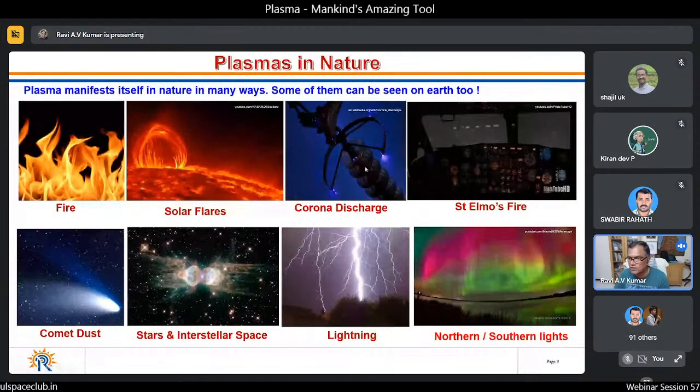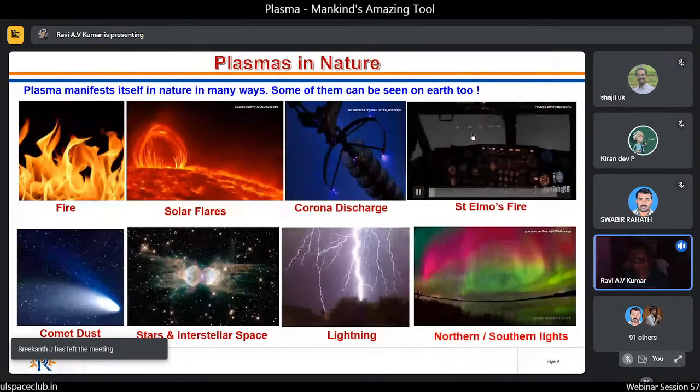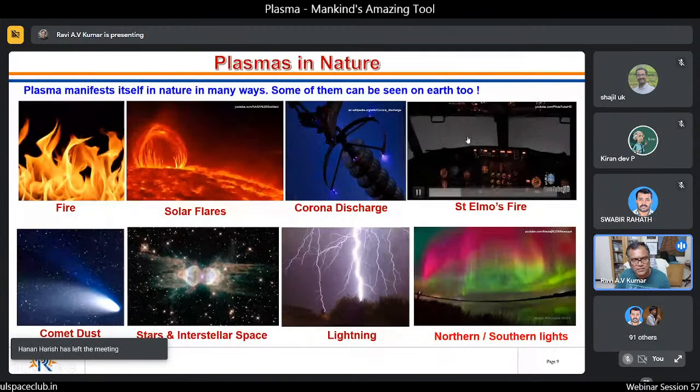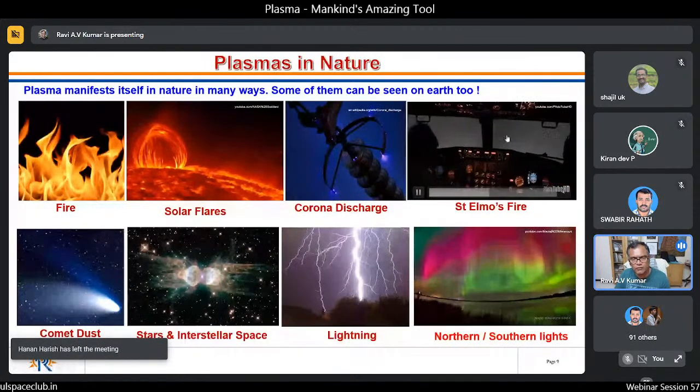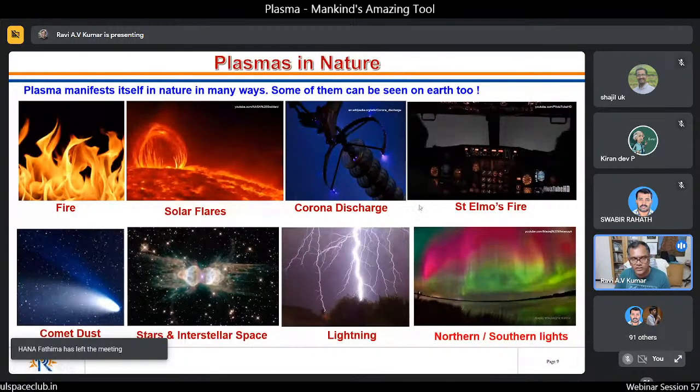And then you have what is called corona discharge, where if you have very pointed electrodes which are connected to high voltage, the charge density at those points will increase so much that it can ionize the air around it. So you'll find it in high voltage lines, etc. And in this case, if you look at this, small sparks flying across the aircraft windscreen as a plane flies through a storm. This is another example of corona discharge. These are called St. Elmo's fire.